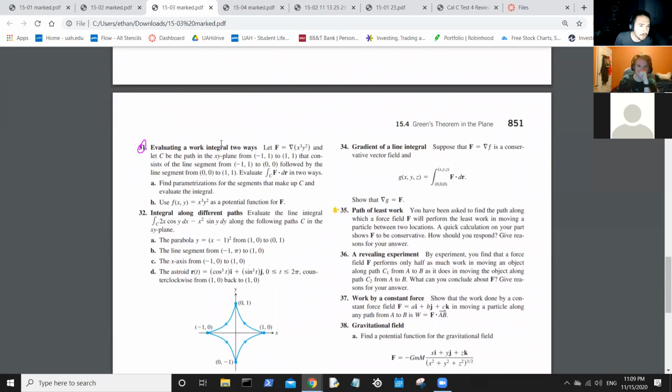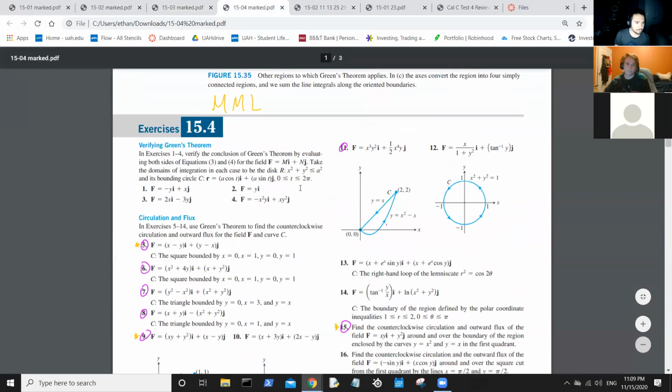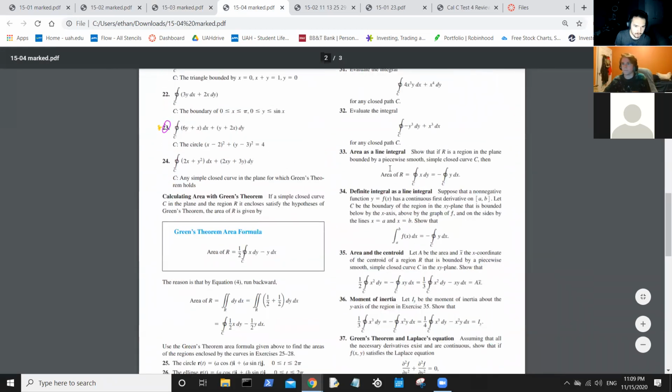31 is evaluating a work integral in two different ways. So this is doing your partials of something with a path in the XY plane, and then this is doing it this way times the dr, or the dot product of the vectors. All right, we're going to forego these since we're starting to run up on time. We'll pick a couple of these to do, and that'll be our general overview.